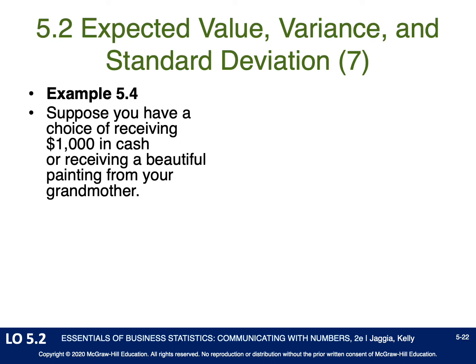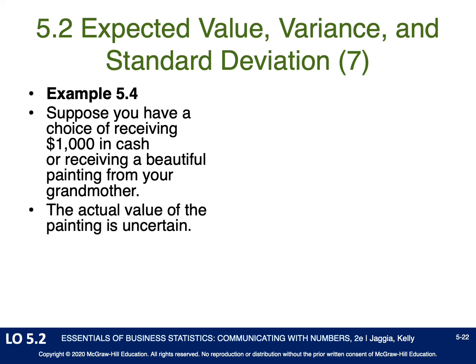So let's look at an example here. Suppose we're told that we have a choice of receiving $1,000 in cash or we're getting a painting from our grandmother. Now, taking away the emotional side, because while I'm risk averse, my grandmother was a painter and I would take the painting over the $1,000 any day, but that's because I want to keep the painting and hang it in my house. So looking at it from a purely financial point of view, take that emotional side out of it.